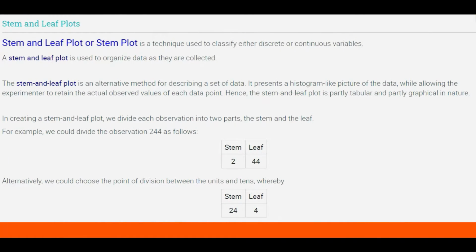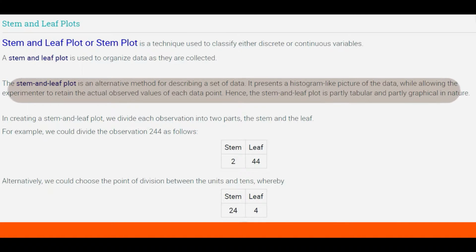Another way to organize data is to use a stem and leaf plot or display. Also known as stem plot, this technique is used to classify either discrete or continuous variables. The stem and leaf plot is an alternative method for describing a set of data. It presents a histogram-like picture of the data while allowing the experimenter to retain the actual observed values of each data point. Hence, the stem and leaf plot is partly tabular and partly graphical in nature.